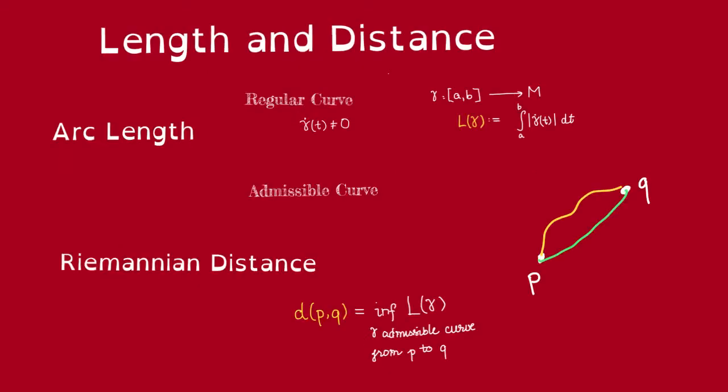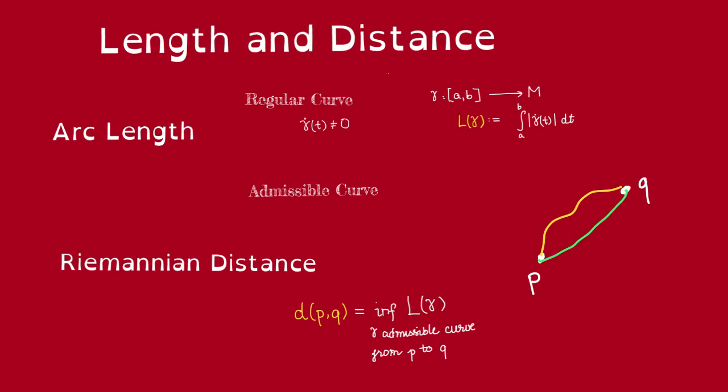So in the previous video, we defined the notion of arc length on a Riemannian manifold. Then using that, we defined the notion of Riemannian distance given two points P, Q. We define the distance between P and Q to be the infimum amongst the arc lengths of admissible curves starting from P and ending at Q.